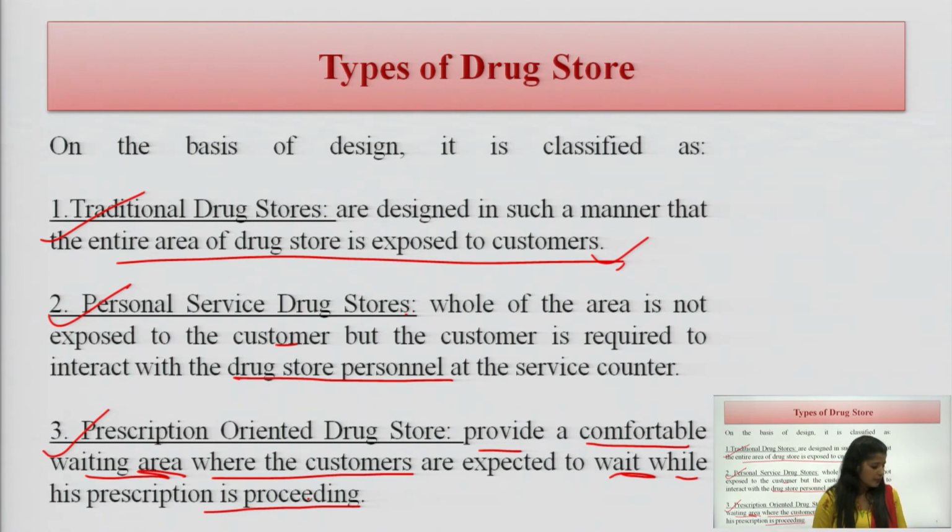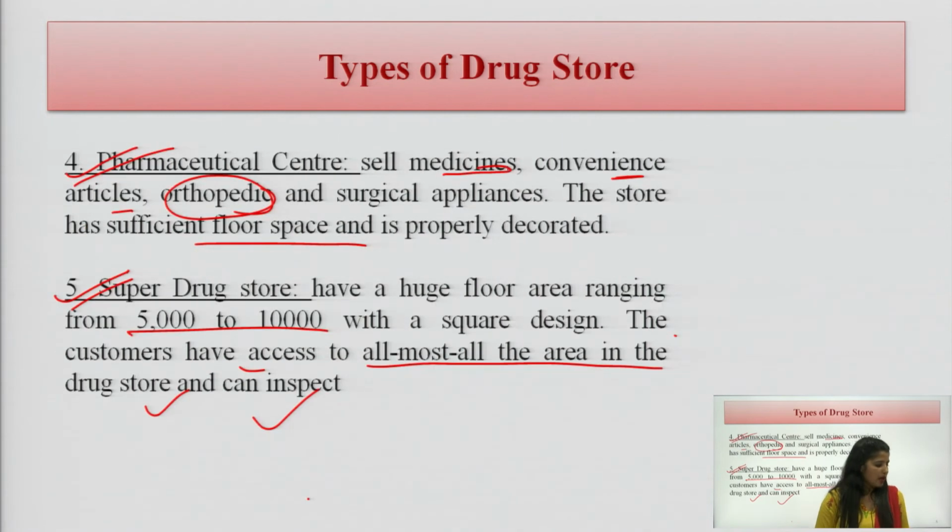In the hospitals, there is a waiting area, where patients usually go and sit, they wait for their number and they will take the medication. Another, we discussed the pharmaceutical centers. They are dealing with more of the healthcare products.